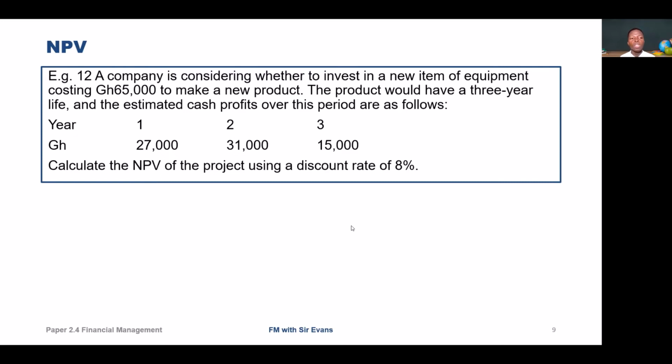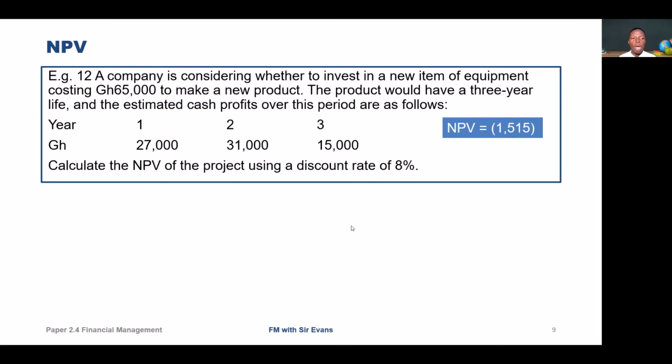As we mentioned, you need to list all cash flows. For year 0, the cash outflow is $65,000. Year 1, inflow $27,000. Year 2, inflow $31,000. Year 3, inflow $15,000. Then for each of these items, you discount them using the discount factor. In year 0, it's 1 over (1 plus R) raised to the power 0, where R is 8%, and that gives us 1. In year 1, the discount factor is 1 over (1 plus 0.08) raised to the power 1. In year 2, the discount factor is 1 over (1 plus 8%) raised to the power 2.